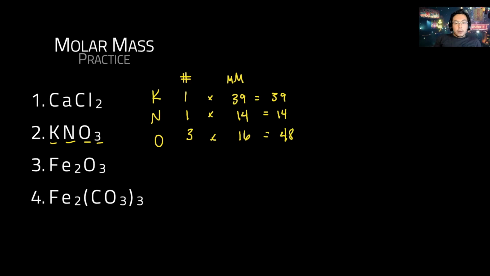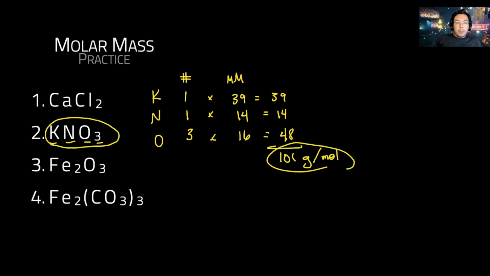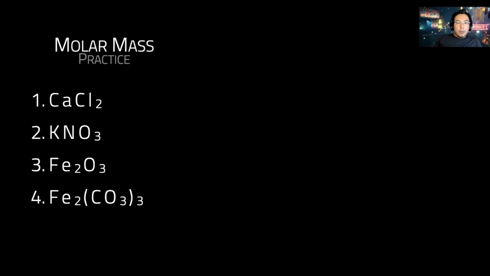All right, so this 48 we got for oxygen, we add the 14 and the 39, and we got 101. So this is about 100 grams per mole. This is your molar mass for potassium nitrate. What about the next one?